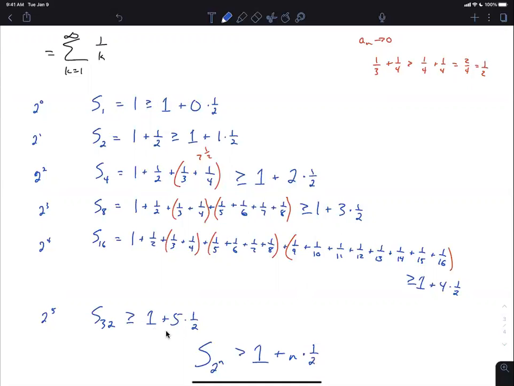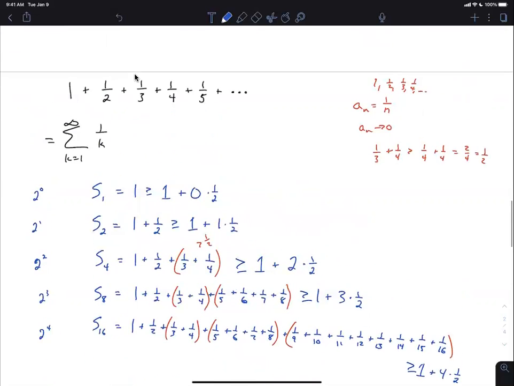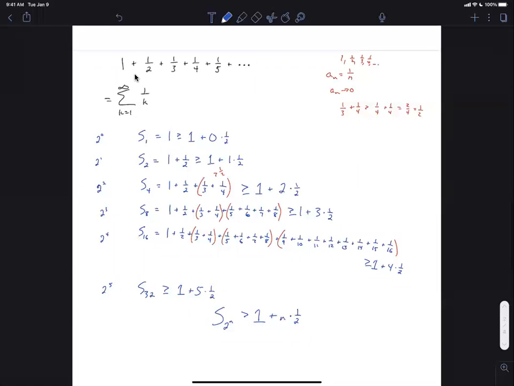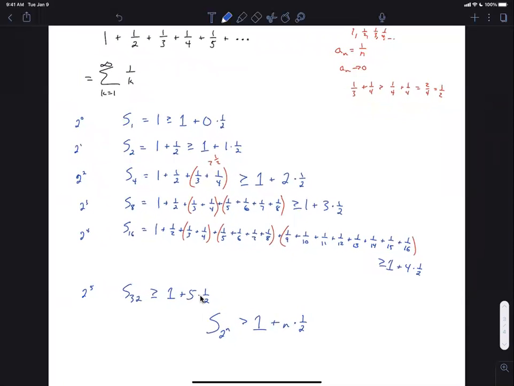So if I add up 32 terms of this series, so if I go 1 plus a half plus a third plus a fourth plus a fifth up to 1 over 32, that is bigger than what, 3.5? Everybody see that? Okay, if I go to 64, it's now bigger than 4. If I go to 128, it's bigger than 4.5. If I go to 256, it's bigger than 5. If I go to 512, it's bigger than 5.5. So what happens? It diverges. Yeah, it diverges.